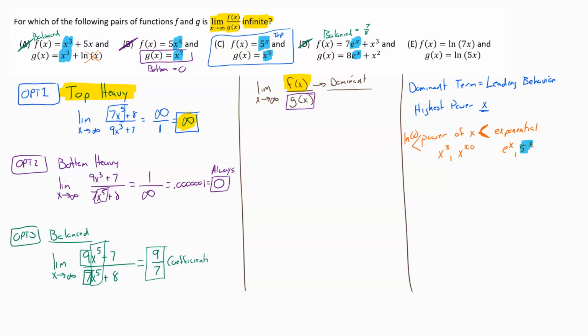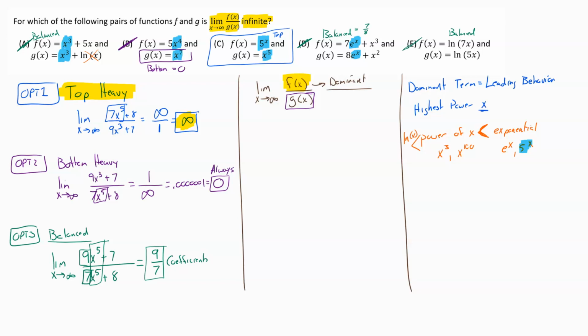And then as we look at our last one here, we've got natural log over natural log. So again, those would have been balanced. And so balanced would not be what we're looking for. That would have been equal dominant terms. And so that would have ended up being 7 over 5. So that's not our answer either. So our option would have been option C.